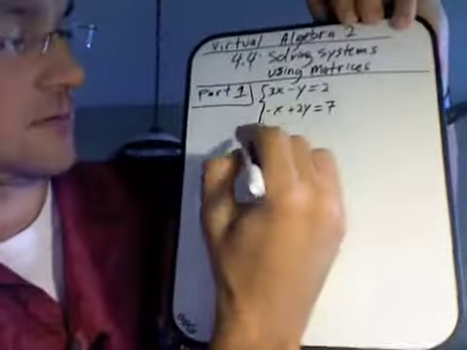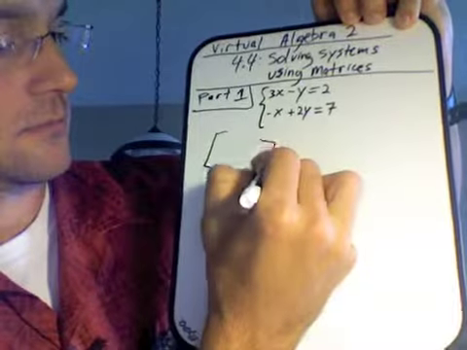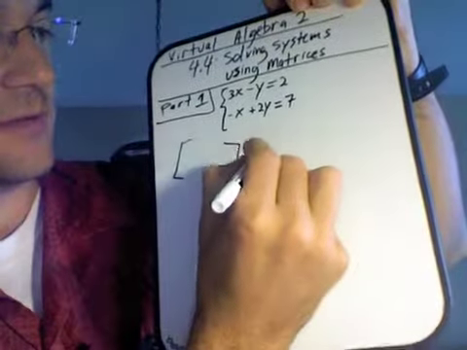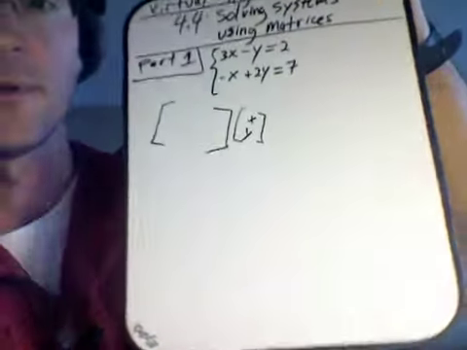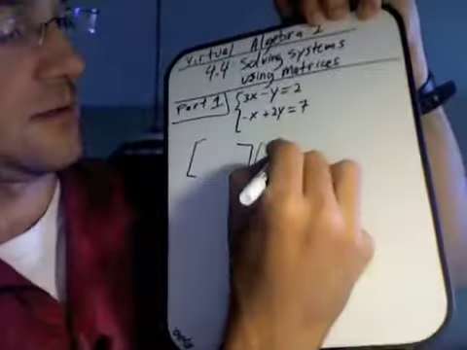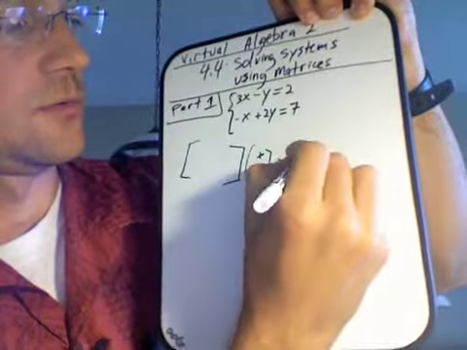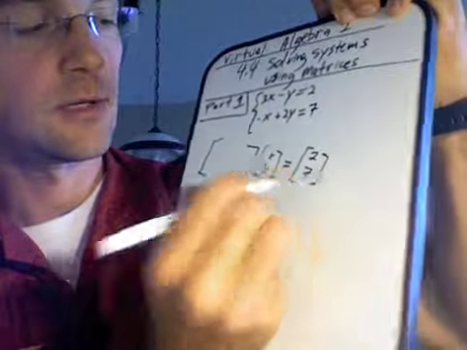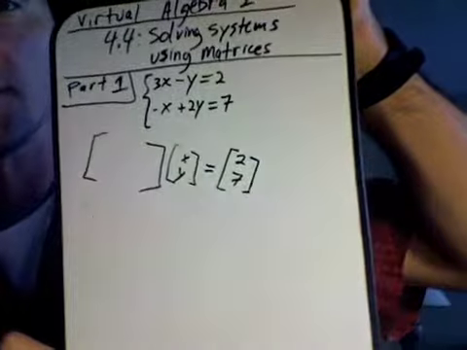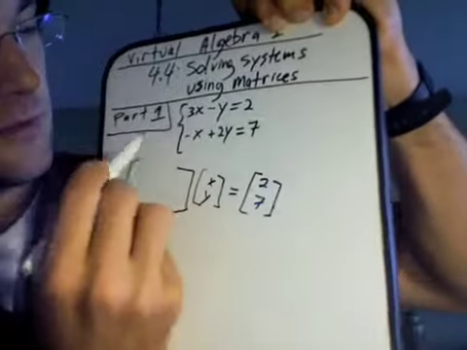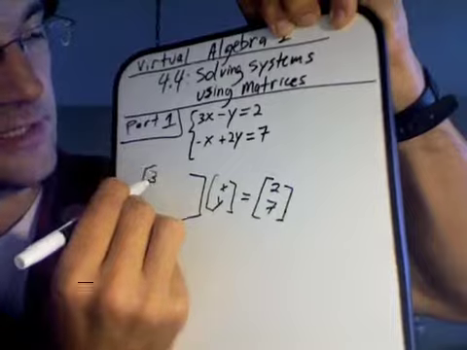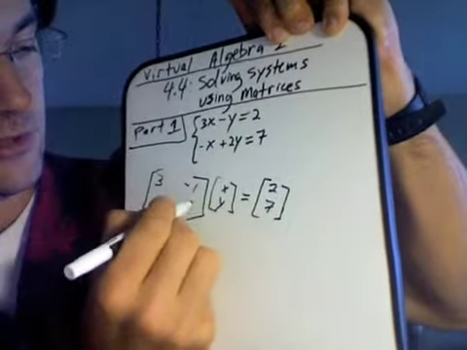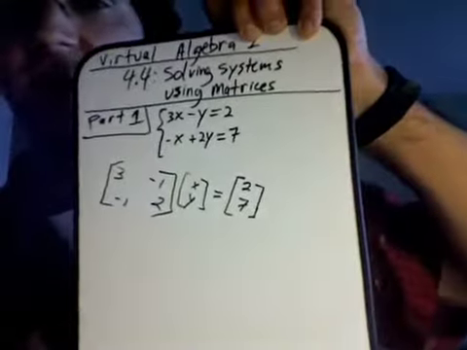So the way it works is we're going to have a matrix of coefficients. Then we're going to have the unknown matrix, x y, and that's going to be equal to the stuff on the right-hand side. Okay? So I bet you can guess what goes in that coefficient matrix. How many x? 3x. How many y? -1. -1, 2.